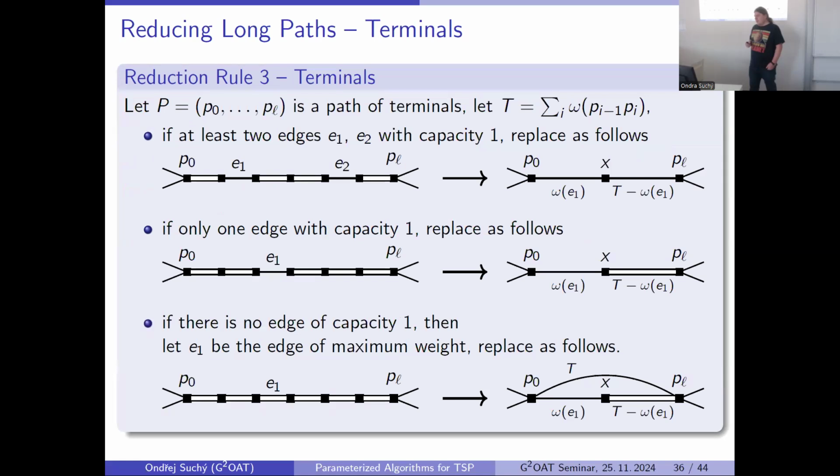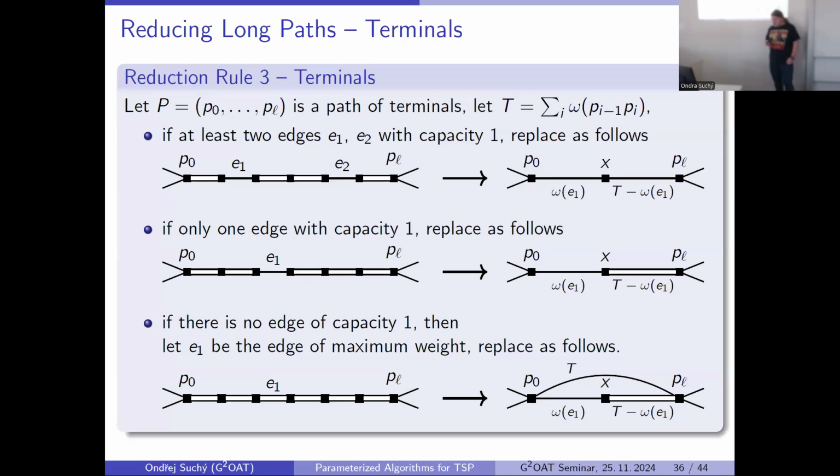And then there are more complicated rules on what happens if you have a path formed by terminals. Now there is no reason to have non-terminals on the path. So if you have two edges of capacity 1, then you replace it by, again, two edges of capacity 1. One of them has the weight of one of the edges, and the other one has the weight of the rest of the edges. It doesn't really matter. If you have only one edge of capacity 1, then you replace it by this gadget. And if you have no edge of capacity 1, then you find the edge of maximum weight and replace it like this.